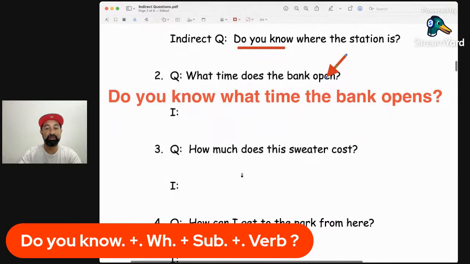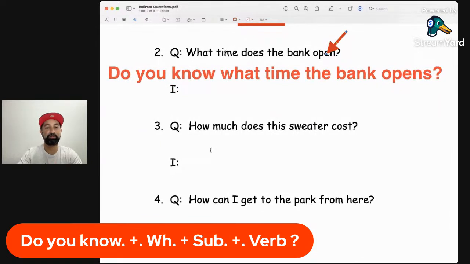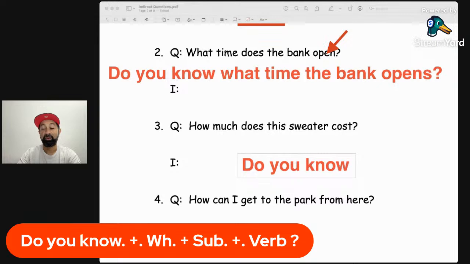All right, so number 3, same situation. How much does this sweater cost? We're going to use the same pattern. Do you know? All right, Hiroshi, very good. Don't forget the S. Midori, also don't forget the S. All right, who can answer the next question? How much does this sweater cost? And let's use do you know again. Everybody, don't forget the S.